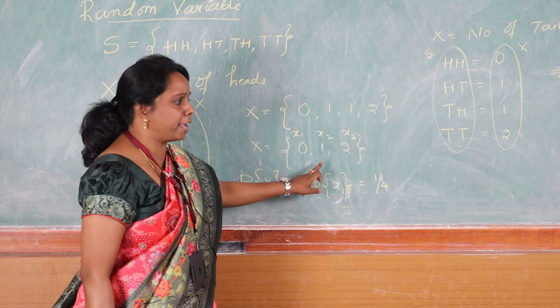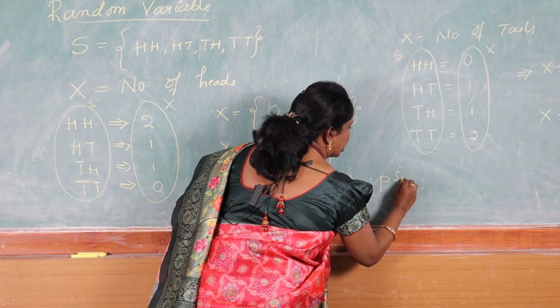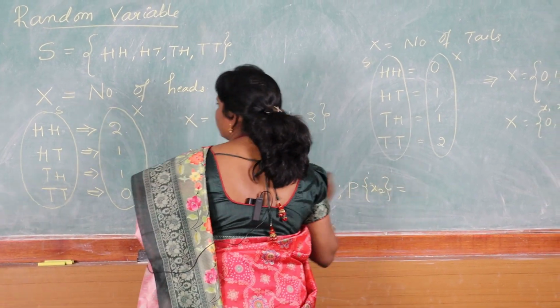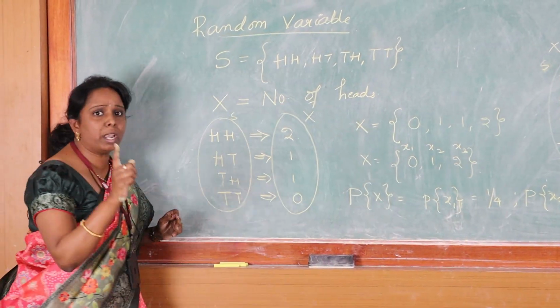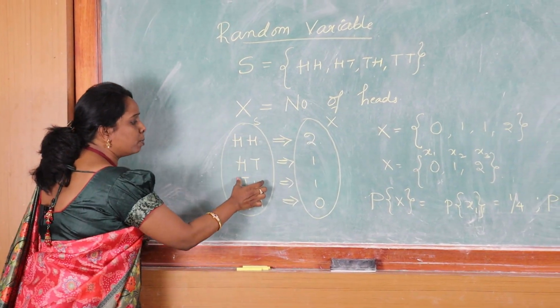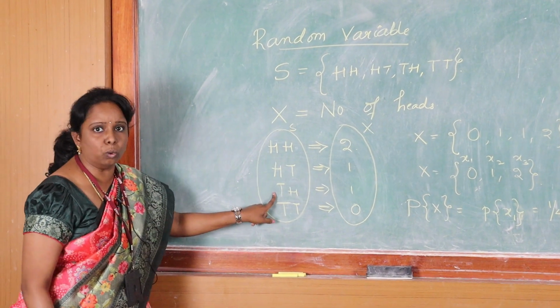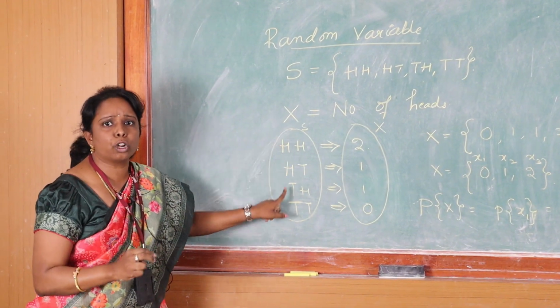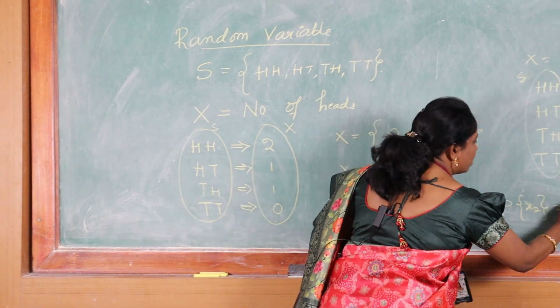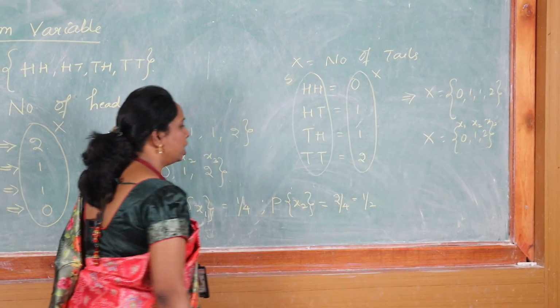Then what about P of x2? What is P of x2? x2 is nothing but 1 head. How many possible outcomes contain 1 head? 2 favorable cases out of 4 outcomes. So, the probability will be 2 divided by 4, which is nothing but 1 by 2.